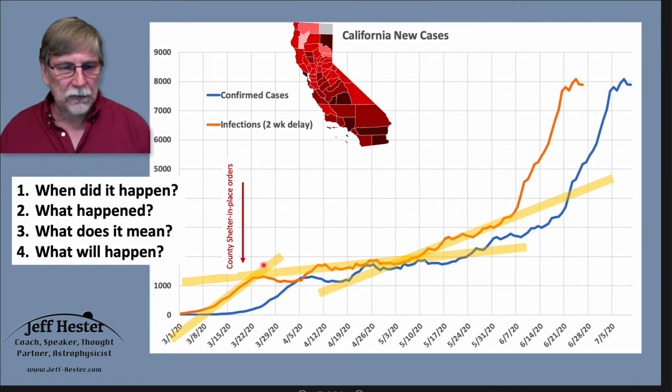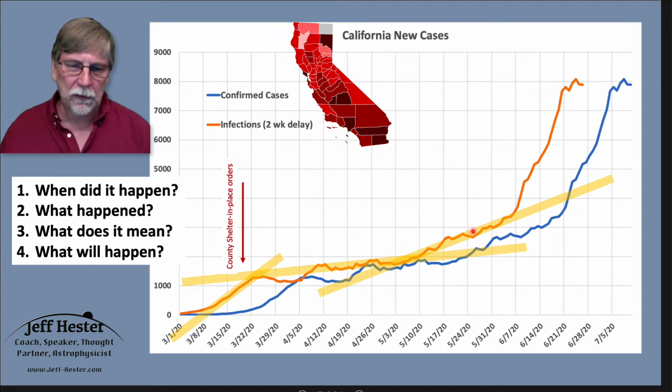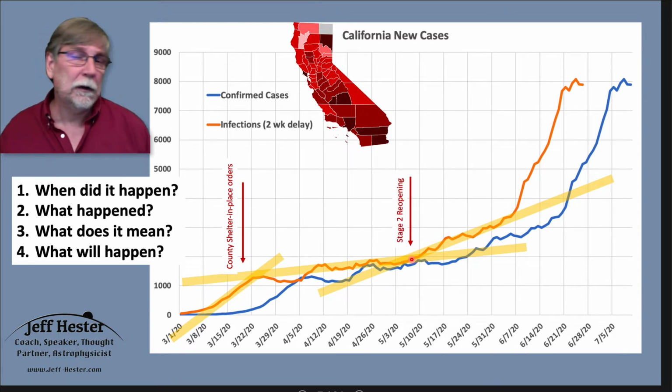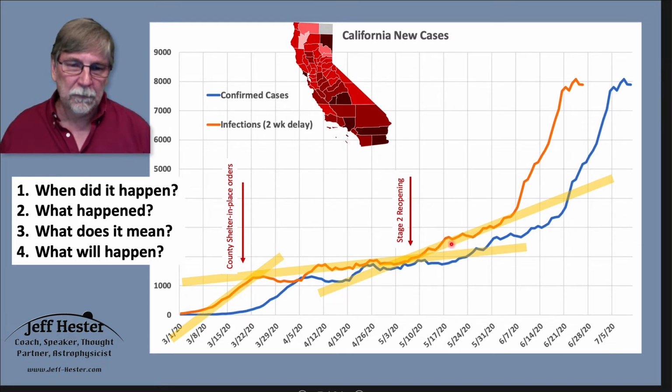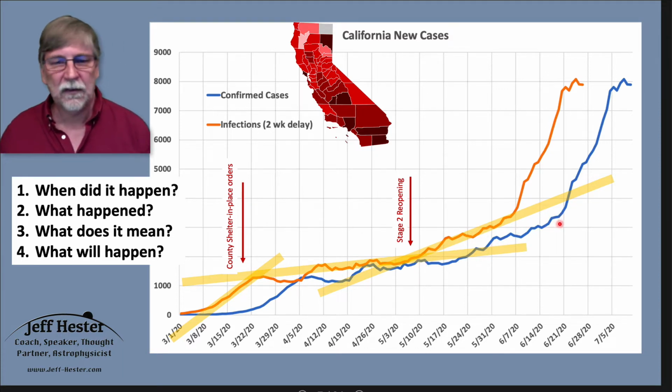The next change was here, where things were doing not so badly, and then, okay, now they're going up faster. Well, what happened in there? Turns out that was stage 2 reopening through much of California. So there it is, stage 2 reopening. The number of infections starts climbing, and then a couple of weeks later or so, you finally see the number of reported cases climbing.